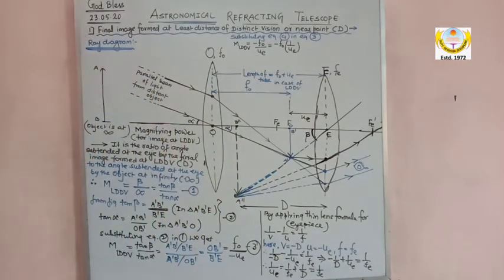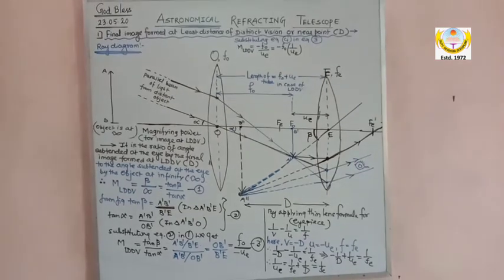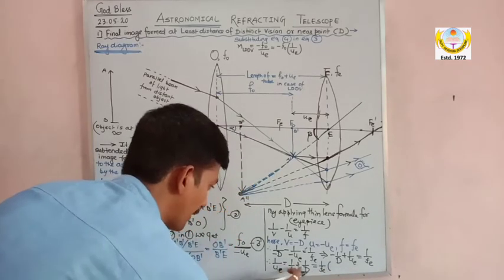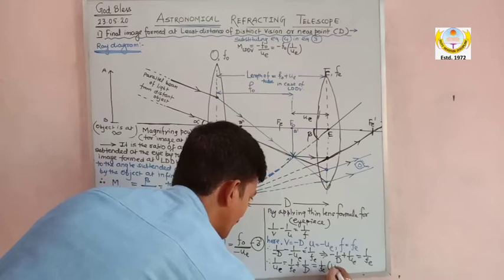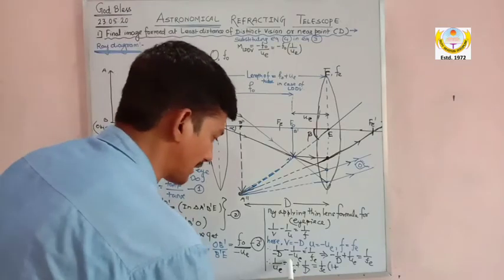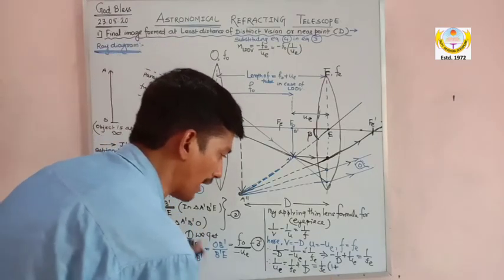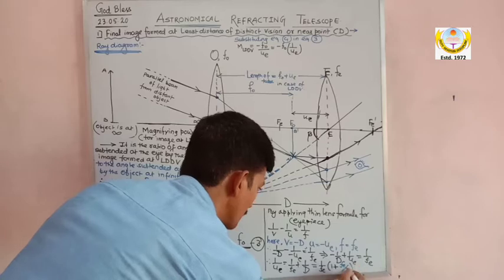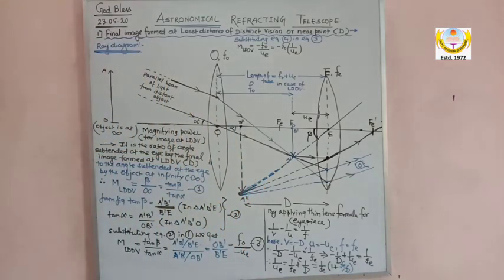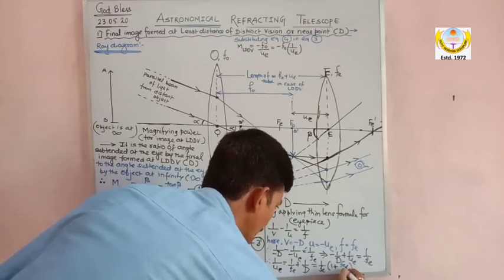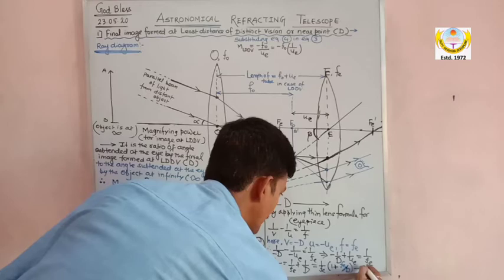1 upon FE is taken common. So if 1 upon FE is taken common, then here in the bracket you can write this as 1 upon FE common. So here it will be 1 plus FE by D. You all can see 1 upon FE is taken common, so inside the bracket it will be 1 plus FE by D. That is your equation 4.